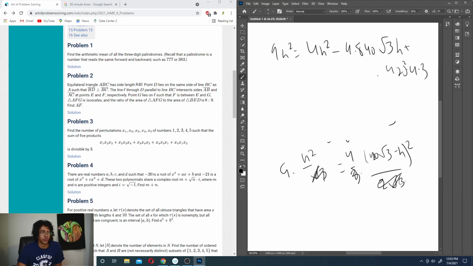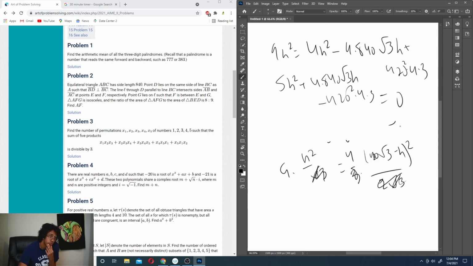So now what do we do? That is the question. So this becomes 5H squared plus 4 times 840 root 3 H minus 420 squared times 4 times 3 equals 0. So essentially, what do we want to do? How do you even factor this? This is kind of big numbers.